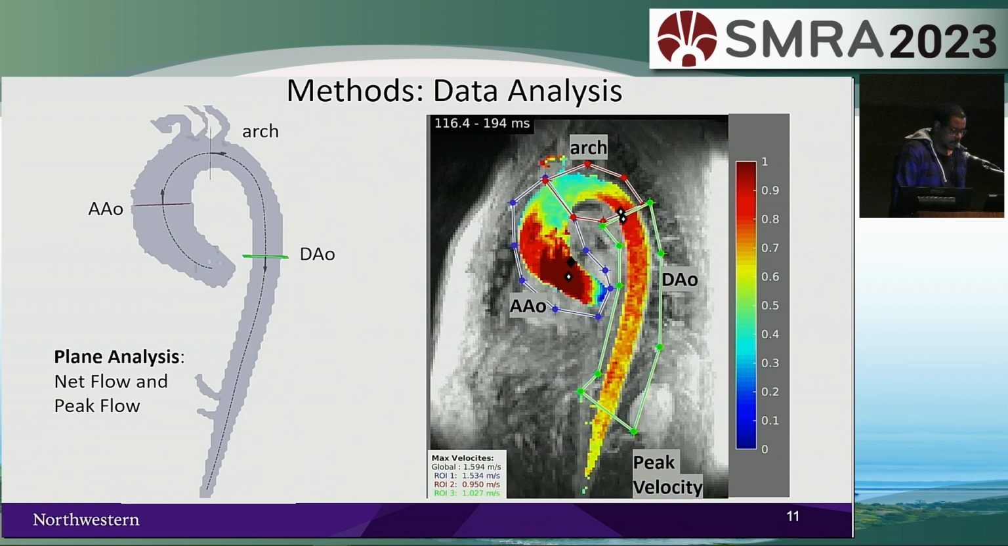To assess the AI performance, peak velocity was derived from the systolic maximum intensity projections, or MIPs, as an example on the right, while net flow and peak flow were derived using 2D plane analysis, as seen on the left. For each quantification, we measured the ascending arch and descending aorta, and compared using Bland-Altman analysis with the bias and limits of agreement, which was reported as the percent difference from the ground truth. For magnitude images, SSIM values were calculated in order to assess the general agreement.